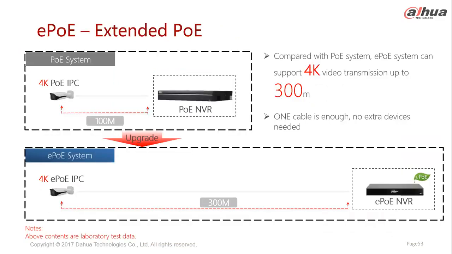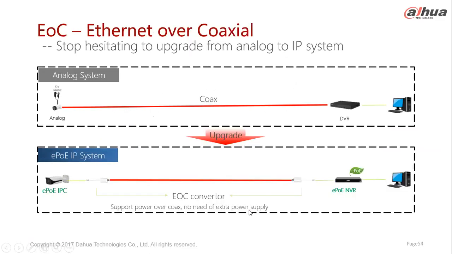We also talked about Epoe technology. This is something that's already covered, so I'm not going to repeat. For some NVR models, the PoE output supports Epoe, meaning it can power cameras at a distance of 300 meters.